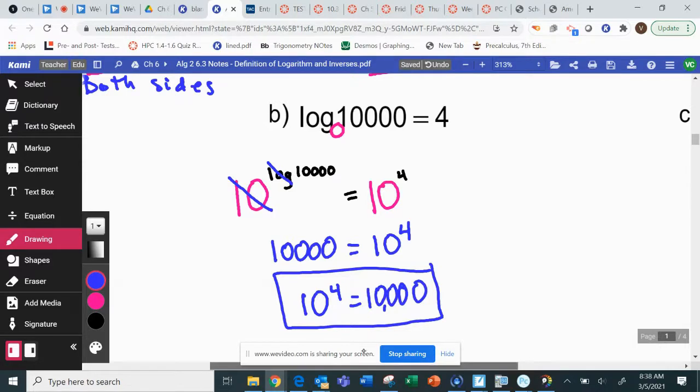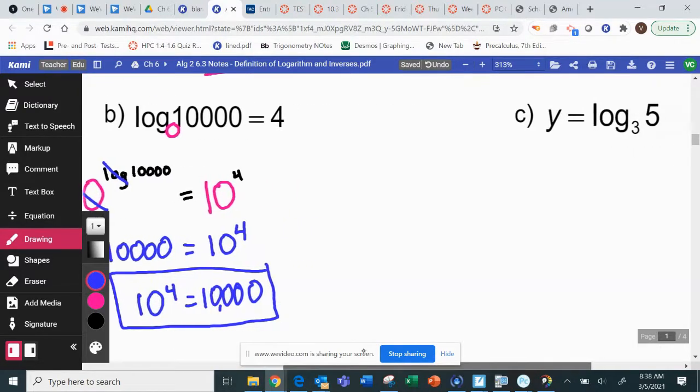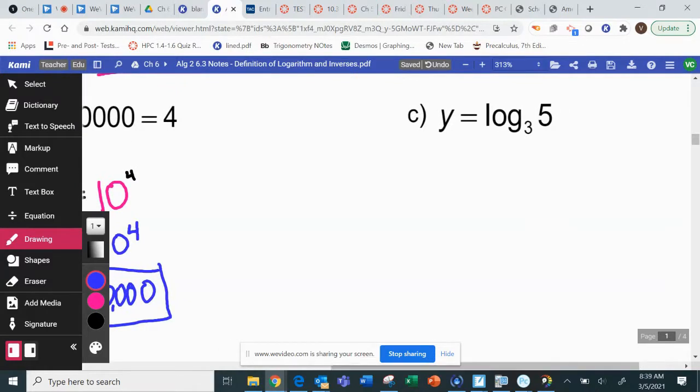Okay, the next one. I need to get rid of log base 3. So I'm going to exponentiate. I'm going to write that word again. Exponentiate both sides. What base should I use, Holland? What base should I use?